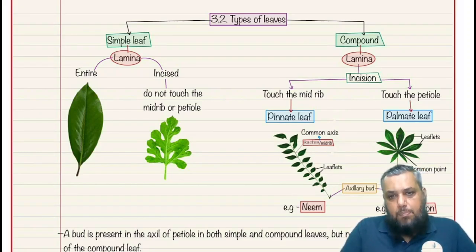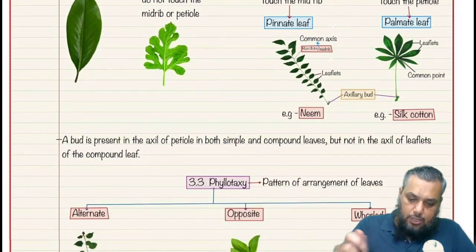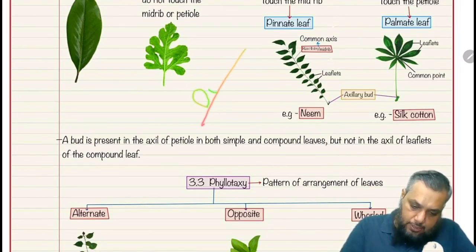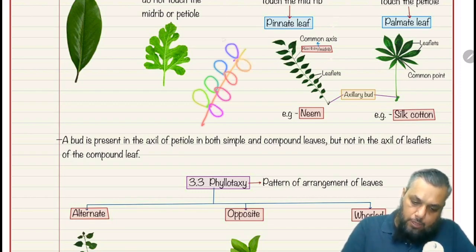Whereas a compound leaf shows the presence of many incisions, and these incisions reach the midrib. Like in this case, this is the main vein. The lamina is incised in such a manner that the incisions reach the midrib. So now these are called the smaller leaflets. And we have the petiole.